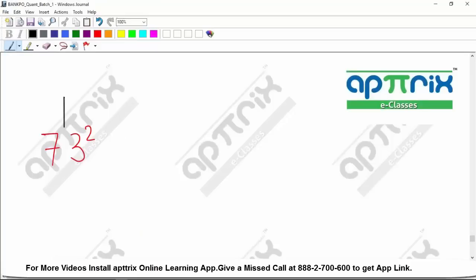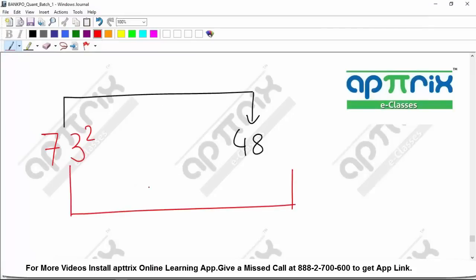So what you need to do? First, you need to take difference from 25. What is the difference? 48, correct? Then you need to take difference from 50, that becomes 23. 23 square is 529. I will write 5 here and 29 here. My answer becomes 5329. I hope it is clear to everyone that the answer is 5329. 73 square is 5329. Correct?